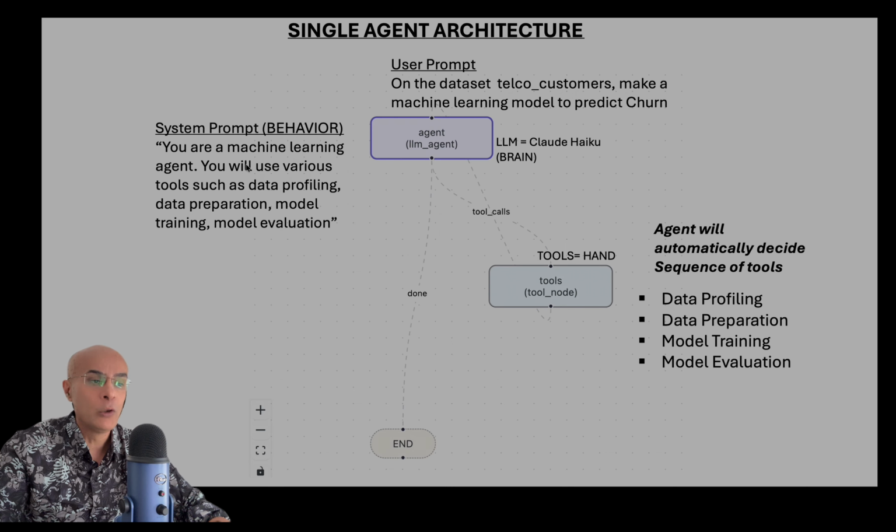You also need to define a system prompt which will say that you are a machine learning agent and you are going to use various tools in order to do the machine learning. And then you also have to give a user prompt to this agent, such that you give the data set and then you can say make a machine learning model to do some prediction. Once you give that, this agent is going to leverage all the tools and then it is going to make this machine learning model.